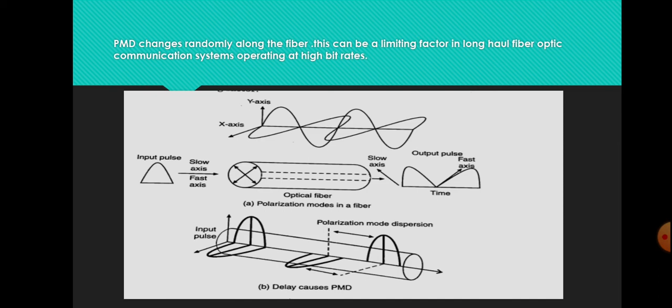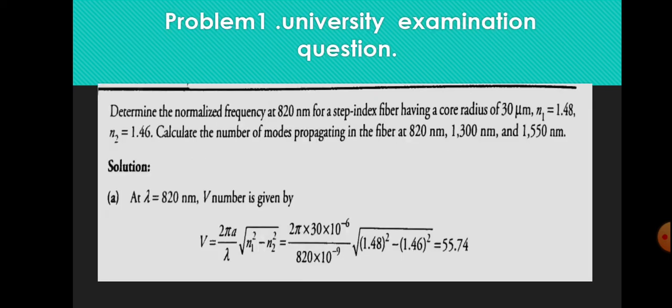And this is the basic concept behind polarization mode dispersion, and we can see that it will change with the distance traveled by the light, so PMD changes randomly along the fiber, and this can be a limiting factor in long haul fiber optic communication systems operating at high bit rates. So due to polarization mode dispersion, the input pulse will be received at the receiver side as a broadened pulse. Pulse broadening will occur at the output side. So it is also a limiting factor in the case of long haul communication.